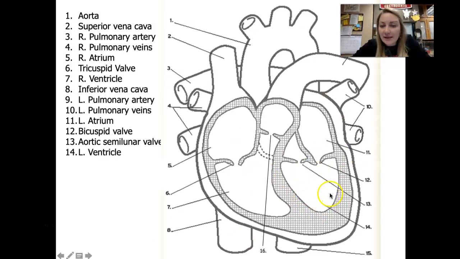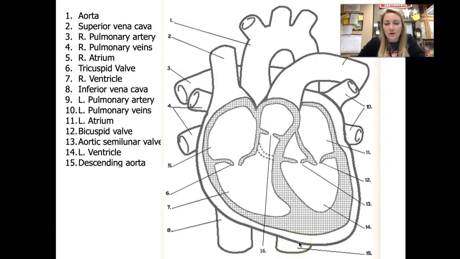Number 14 is showing us the left ventricle. I mentioned earlier how much thicker this wall is, because this is going to be the ventricle that squeezes blood to your entire body, and it needs to be a lot stronger, so there's more muscle on this side. 15 is showing us the descending aorta. Up here at the aorta, these 3 vessels go to your head and arms. Then this swings around and down behind the heart, and this is going to take the blood to your abdominal organs and your legs. That's the descending aorta.